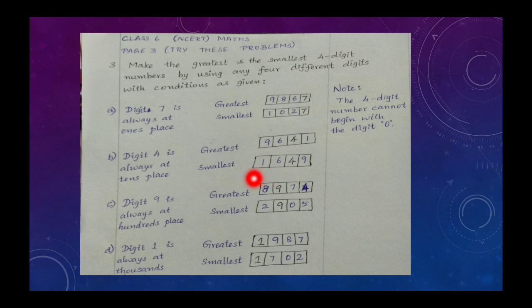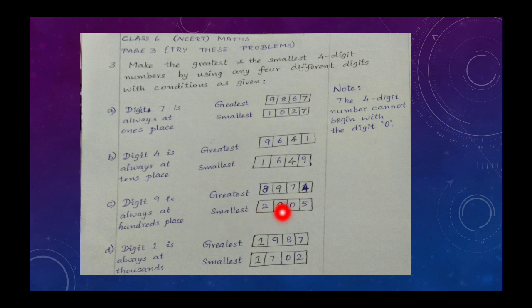While writing your own digits, beware of the greatest and smallest. Okay, 9641 is greater than 1649. Always double check your answer before submitting your answer sheet. Digit 9 is always at the hundreds place. So one more condition is any 4 different digits should be used, and 9 is always at the hundreds place.